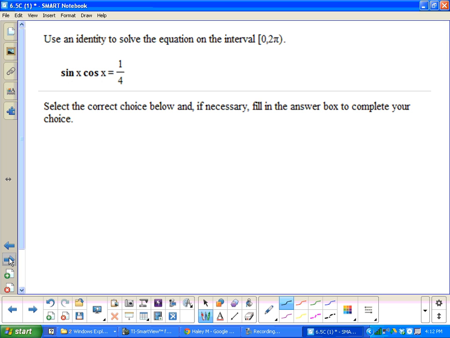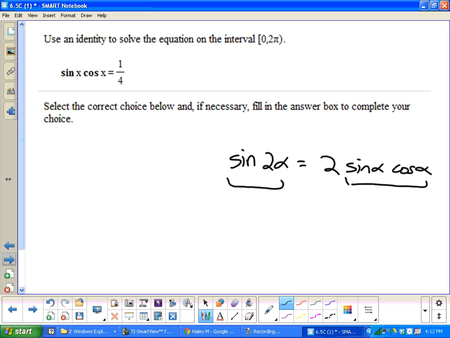It's a double angle. You're probably not thinking double angle because you don't see the 2x. But it's just the right side of the identity that you're using. Here's the identity we're going to use: sine 2 alpha is equal to 2 sine alpha cosine alpha. The key is to spot this. If I see sine x times cosine x, or whatever the variable is, then that's a good hint to use a double angle.